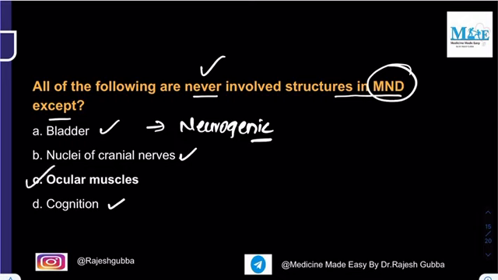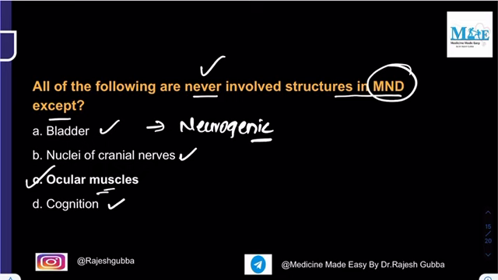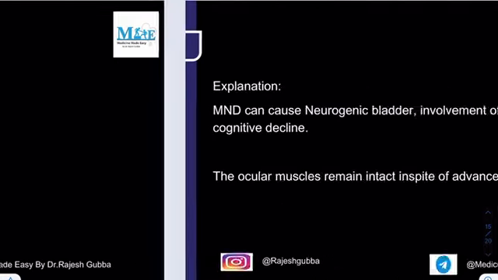But what about the ocular muscles? Ocular muscles remain intact in spite of advanced disease. Ocular muscles are not affected in patients with motor neuron disease. So that is the reason why the vision will be normal in these patients with motor neuron disease.